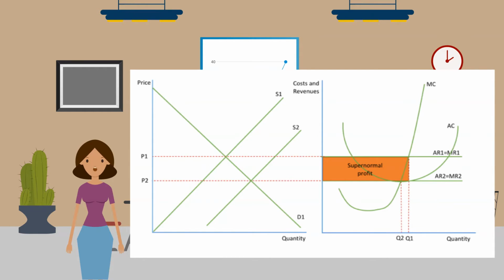This will increase supply from S1 to S2 and lead to a fall in price from P1 to P2. The firm now has the demand curve AR2 equals MR2 and produces where MC equals MR2 at Q2. This is also where AR2 equals AC, and so they are making normal profits. If the firm was making a loss, firms would leave the industry and this would decrease supply, pushing prices up and reverting to the long-run equilibrium.